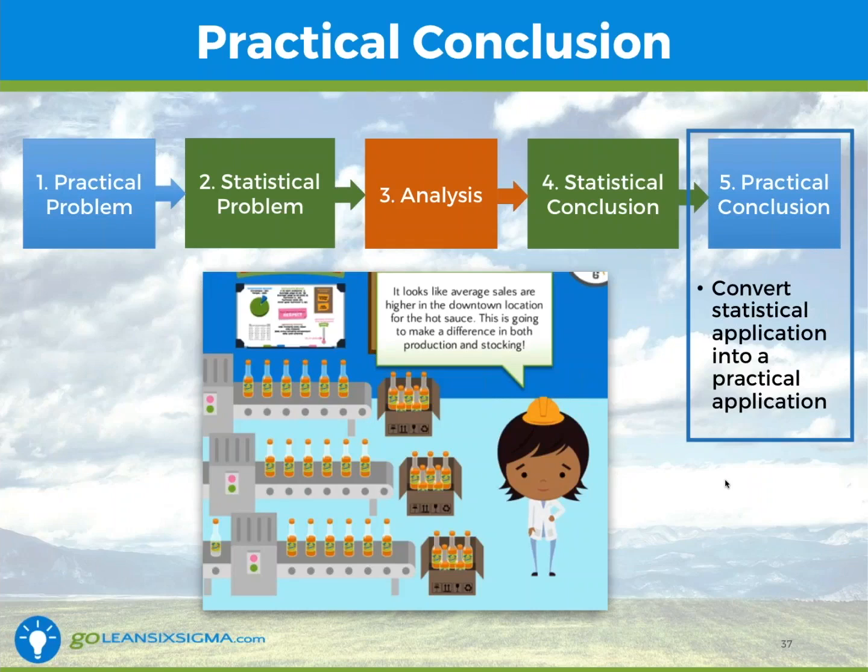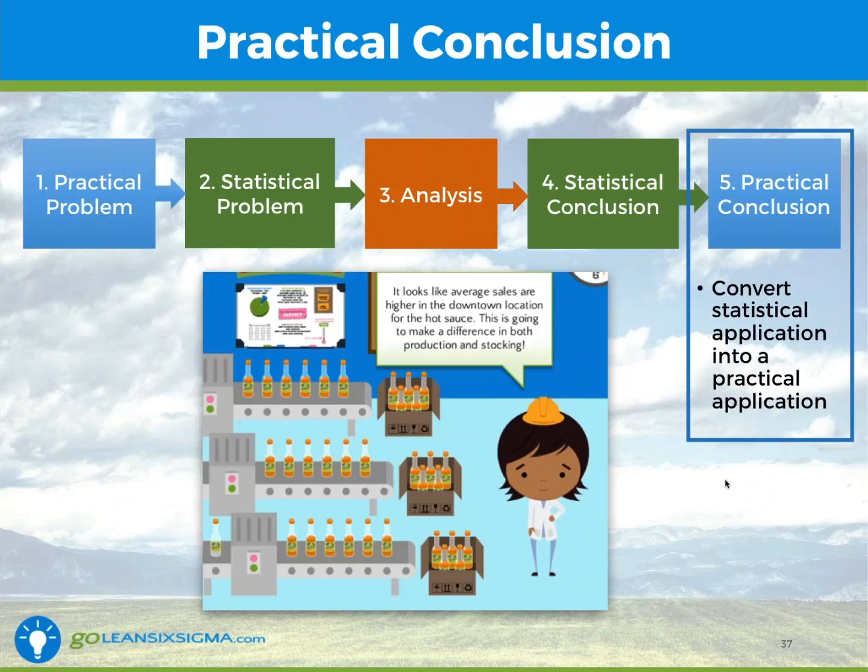And so now they're going to have to take that into consideration when they do production, when they do stocking. They were ignoring it. They didn't recognize the difference, and now they're going to recognize the difference and basically build their process and forecast accordingly. So that's our practical conclusion.